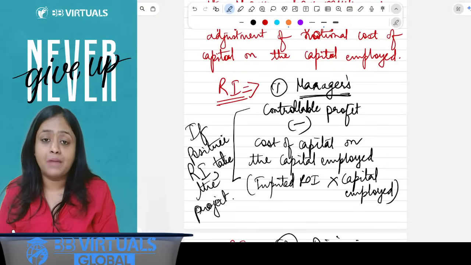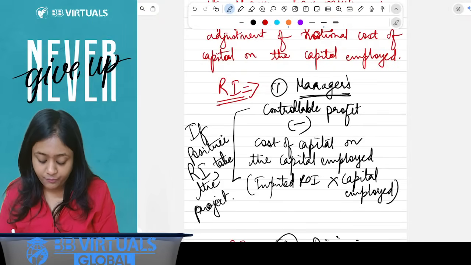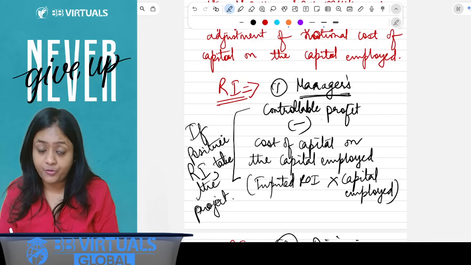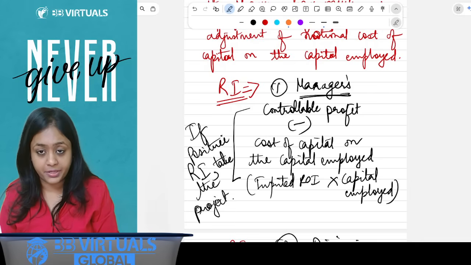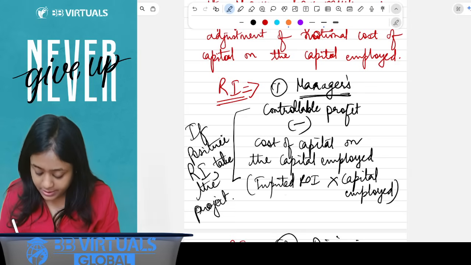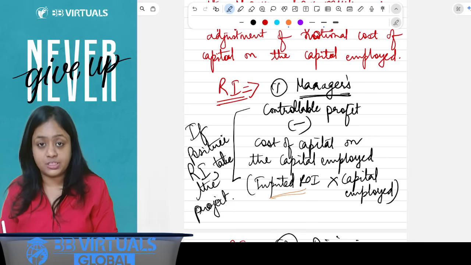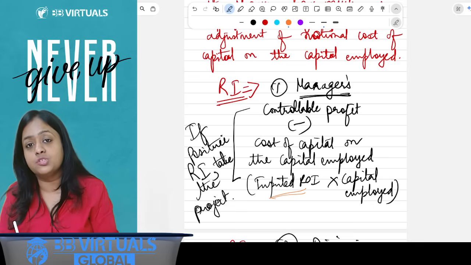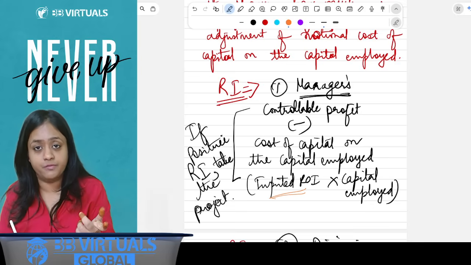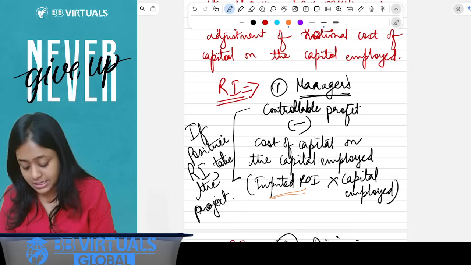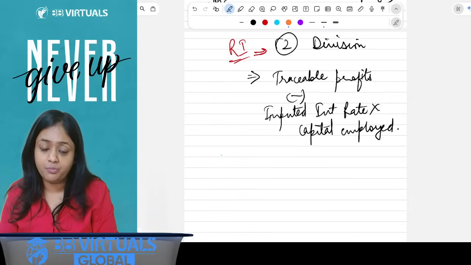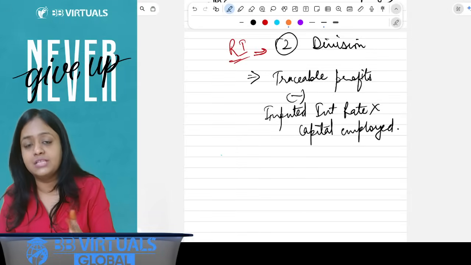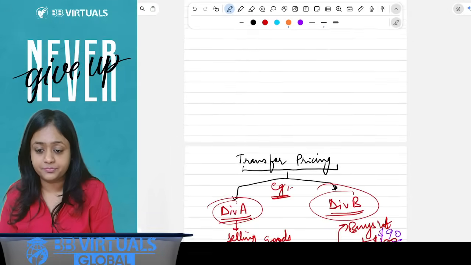From the manager's point of view, residual income will be controllable profit less cost of capital multiplied by capital employed. We also call it the imputed rate of investment, or imputed return on investment. This cost of capital is many times called imputed return on investment because it is a notional cost that we are taking. From the division's point of view, you will take traceable profit. That's the only difference.